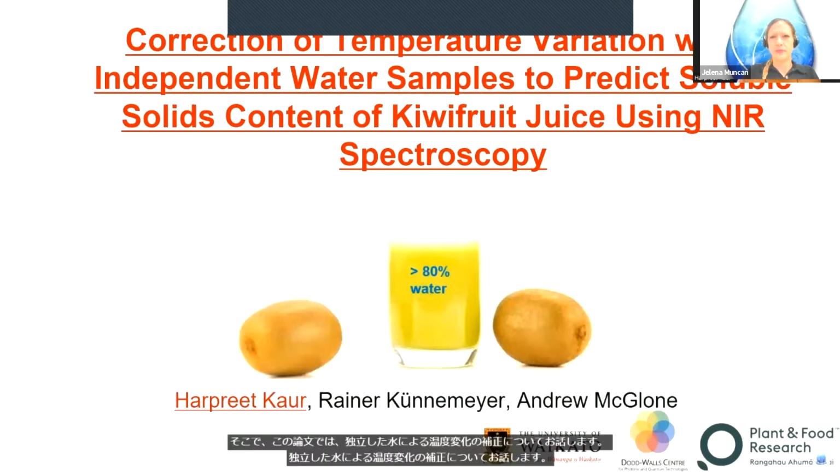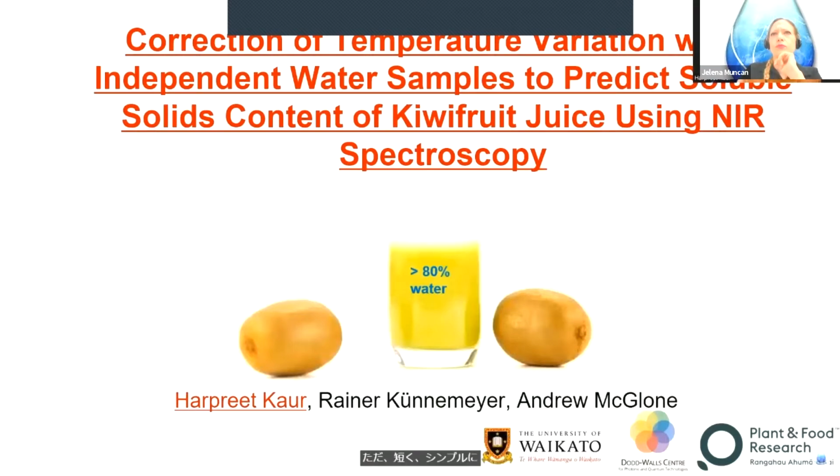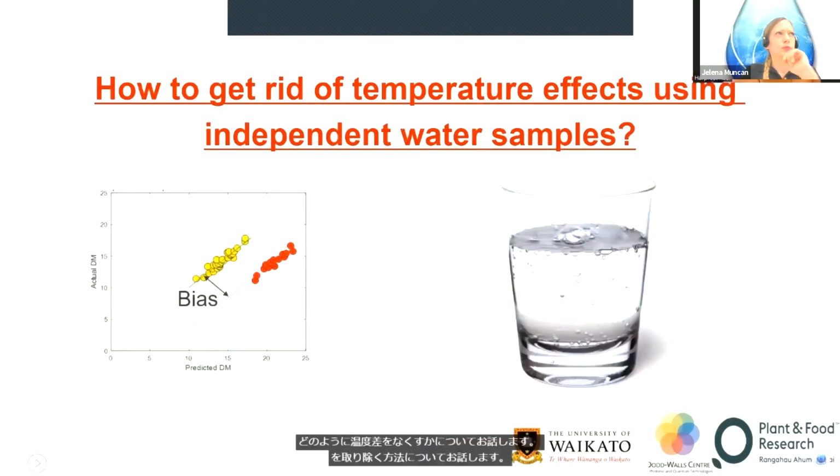So in this paper, I will talk about correction of temperature variation with independent water samples to predict soluble solid content of kiwifruit juice using NIR spectroscopy. Just making it short and simple, I will talk about how to get rid of temperature effects using independent water samples.